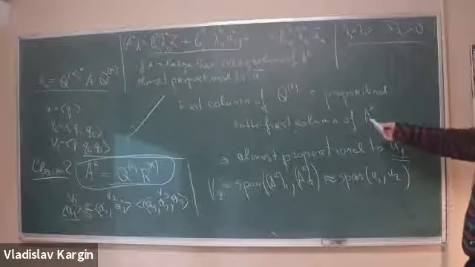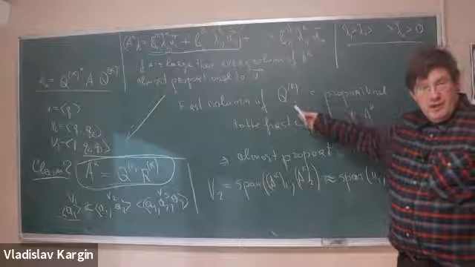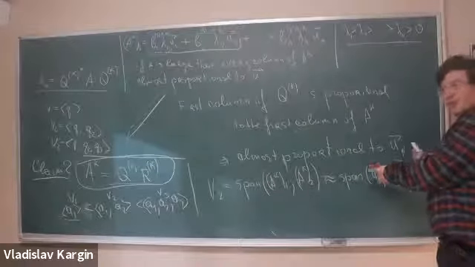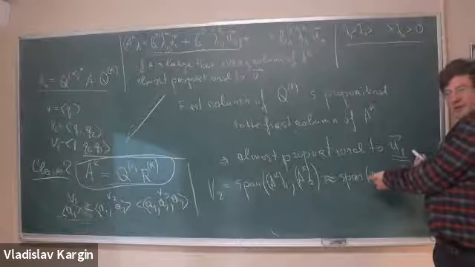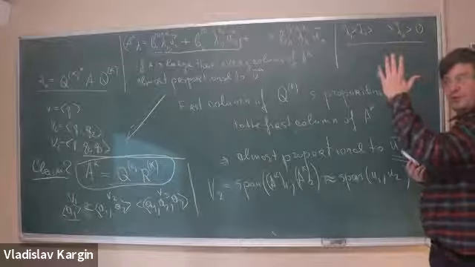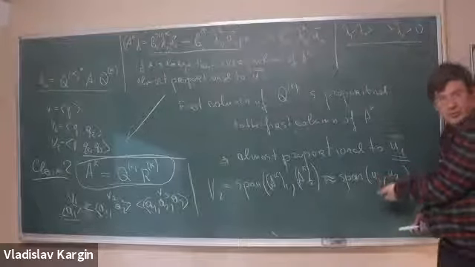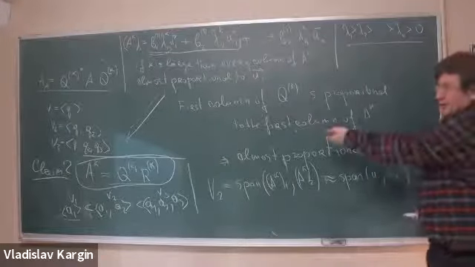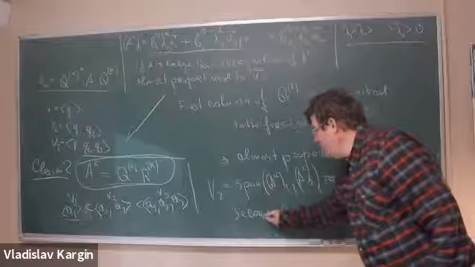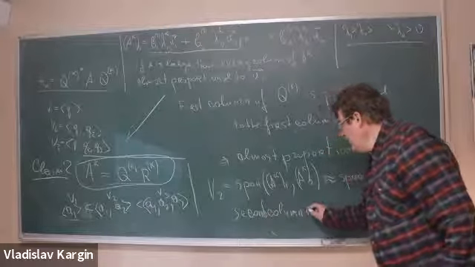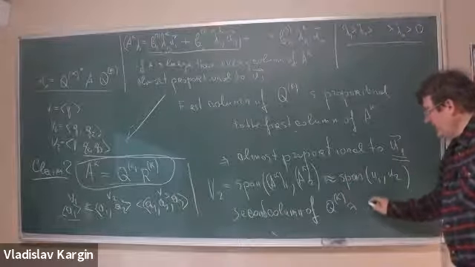Now what does it mean? It means that for the second column of QK, you already chose the first column, which is almost proportional to U1, so you need to choose a perpendicular vector to this. And there is only one perpendicular vector, U2. So the second column of Q to the power of K is approximately U2.